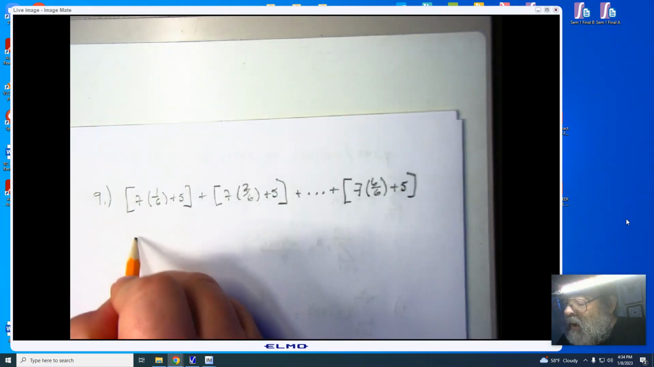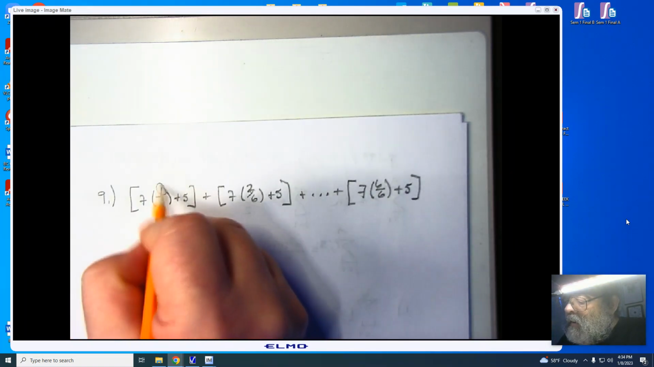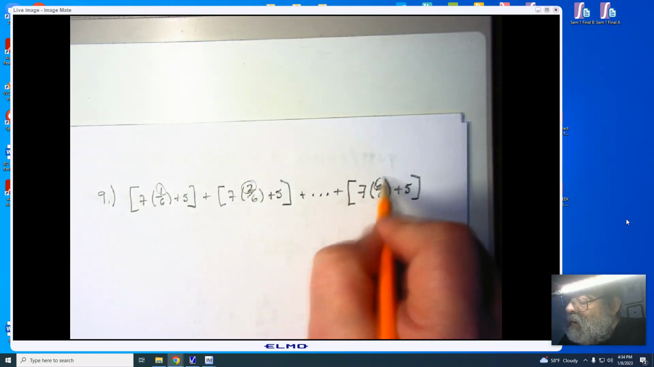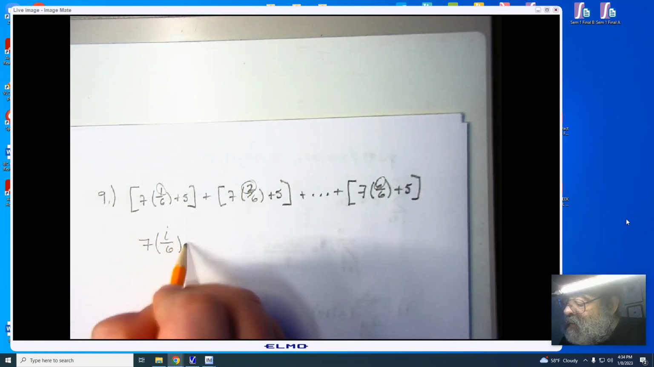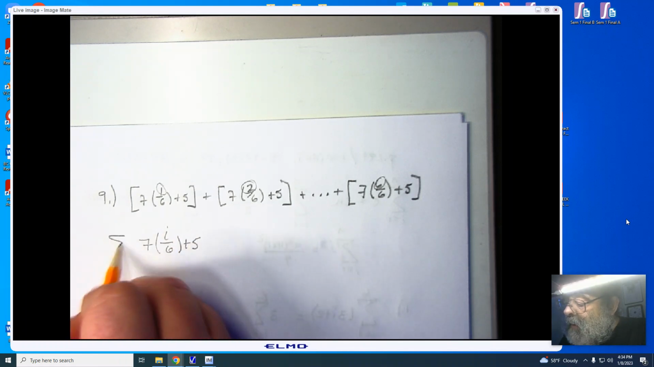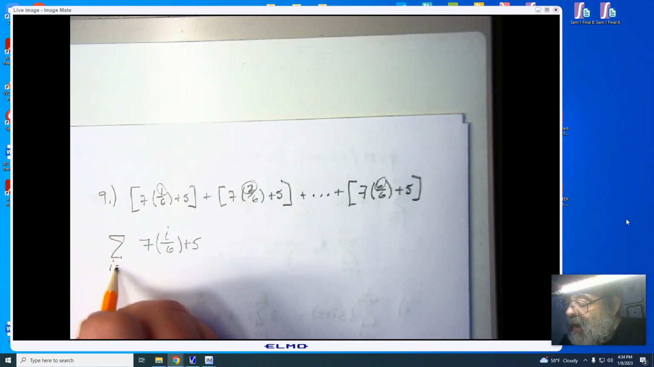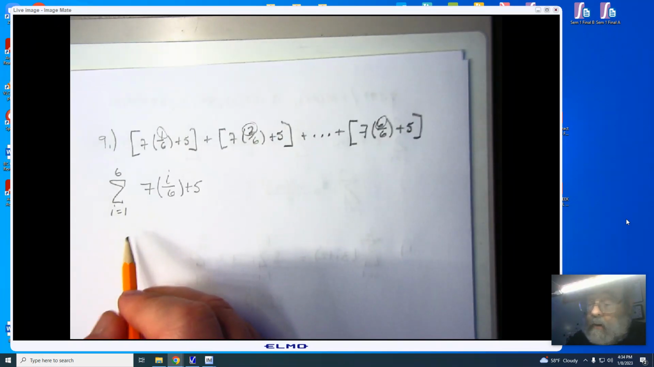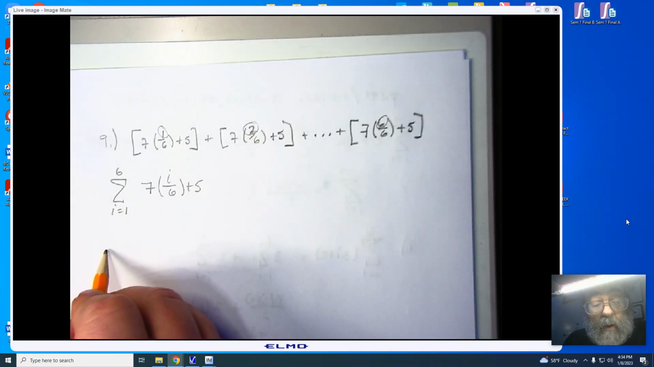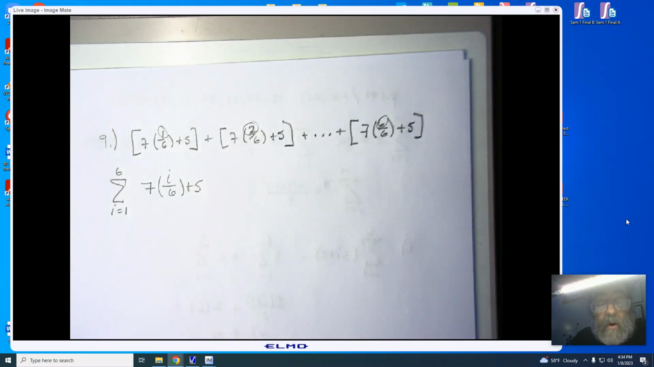And we're just looking at trying to find our sum. The piece that's changing is the top. So 7 times i over 6 plus 5, and we're going from i equaling 1 up to 6. And that's number 9. Please continue to do number 11 and others as you see fit.